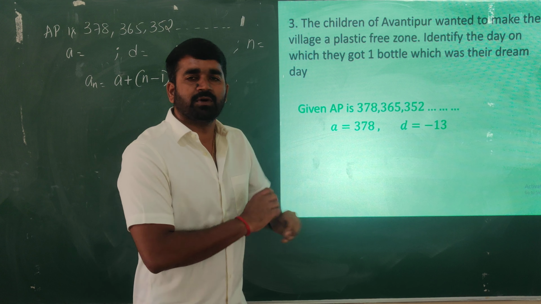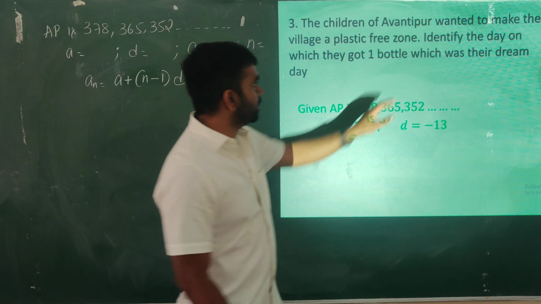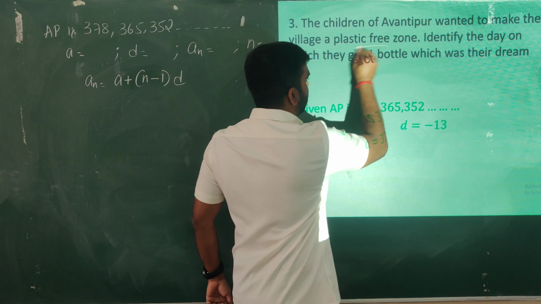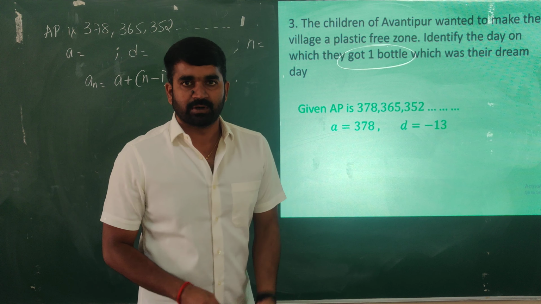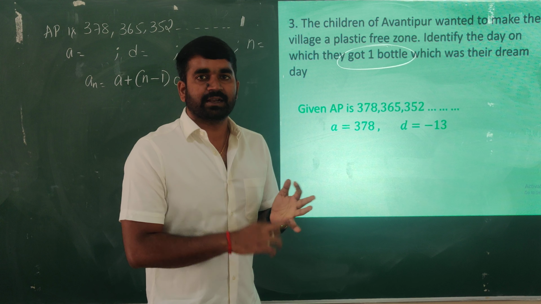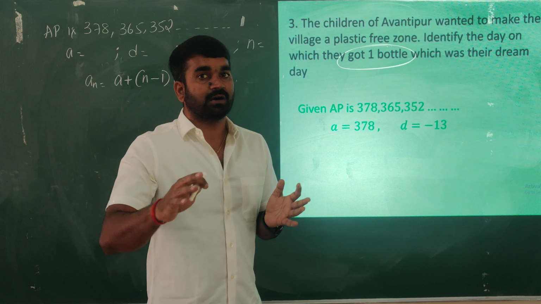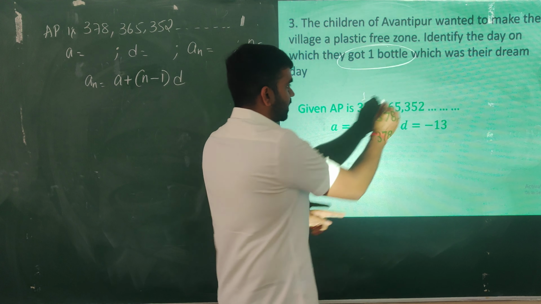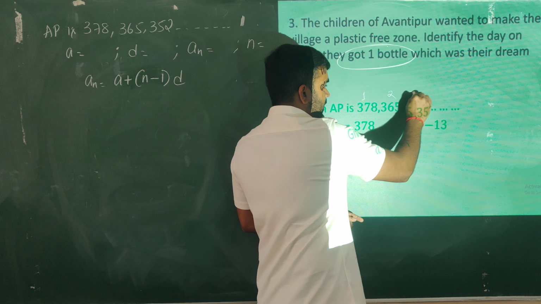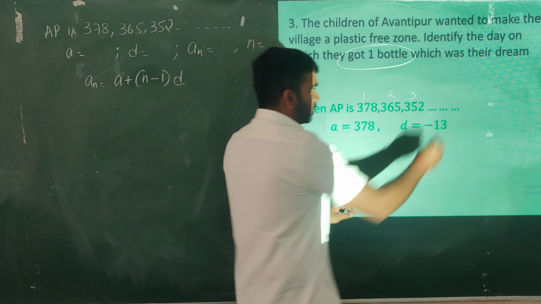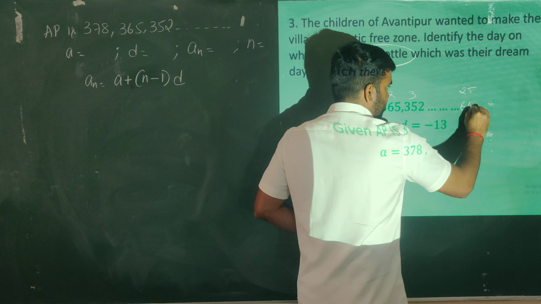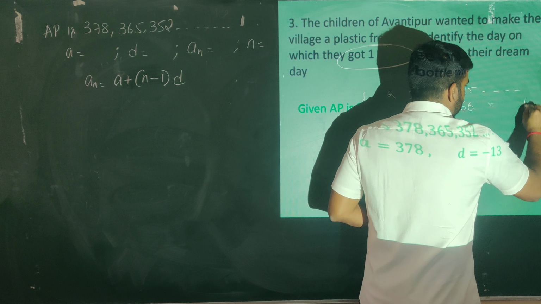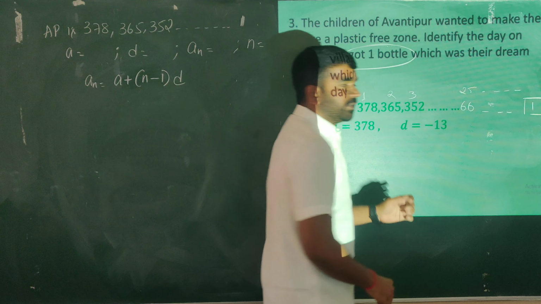So in the third question, the children of Avantipur wanted to make the village a plastic free zone. So they are going to remove all the plastic bottles that are in the city. Identify the day on which they got one bottle. So in the first sub question, we calculated how many bottles they collected on the 25th day. First day 378, second day 365, third day 352, 25th day it is 66, and they are going to collect in the same way. On some day they are going to get one bottle.